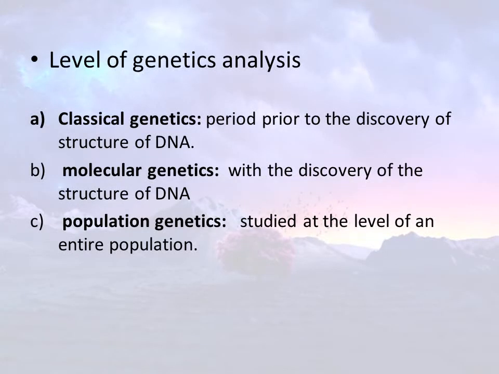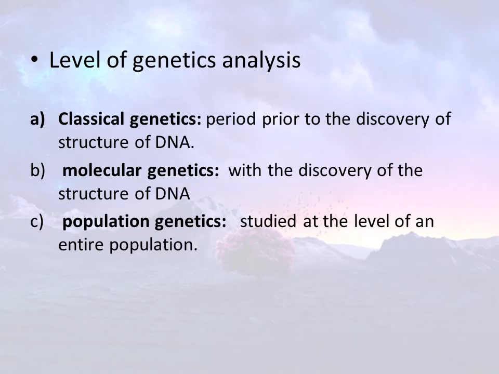Level of genetics analysis. Genetics analysis can be categorized in three levels: classical genetics, molecular genetics, and population genetics. Classical genetics is the genetics period prior to the discovery of structure of DNA. Molecular genetics starts from the discovery of structure of DNA. And population genetics is studied at the level of an entire population.